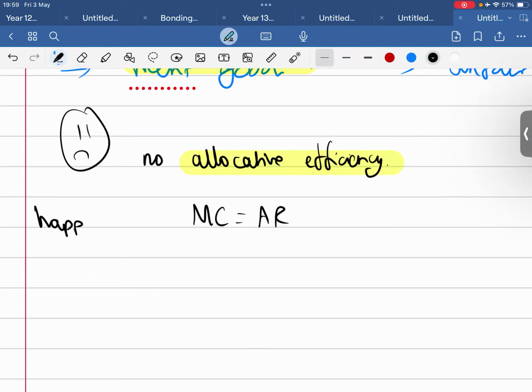Or it happens when MC equals AR. The way I understand this much, much better, and I will not forget it ever again, is because I now understand that it's basically when supply equals demand.